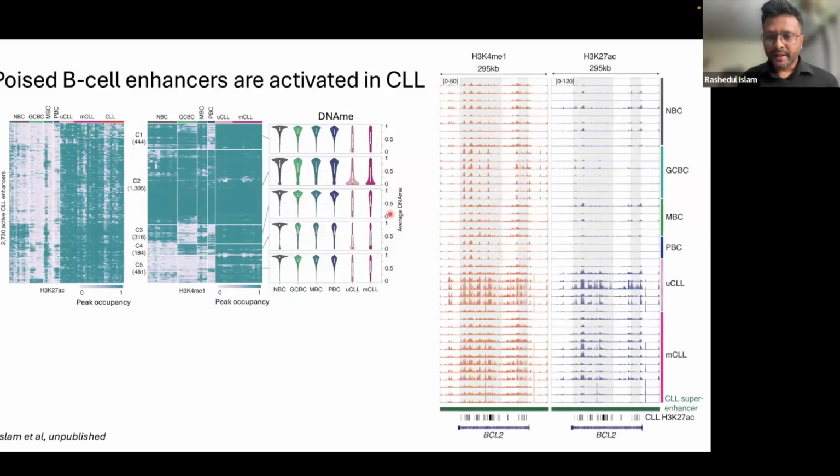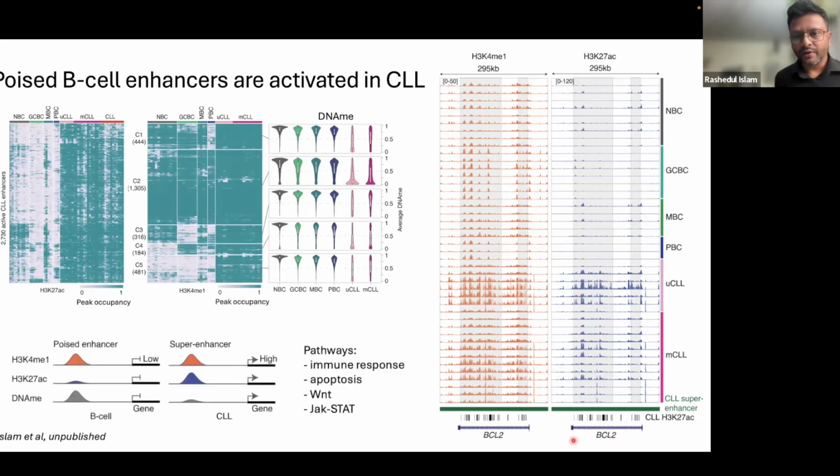So here I'm showing one example of the BCL2 locus, where this locus is enriched with H3K4ME1 across B cells and CLL. But in CLL, it has specific enrichment of the H3K27 acetylation mark, while the acetylation mark is absent in B cells. So this is how BCL2 gained 12-fold higher expression in CLL compared to the B cells. Through the gain of the acetylation mark, it is driving the overexpression of the BCL2 gene. BCL2 is a known oncogene in CLL.